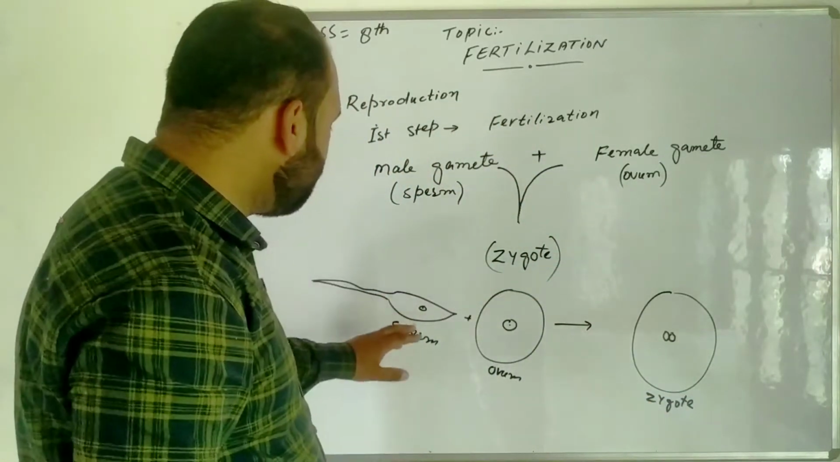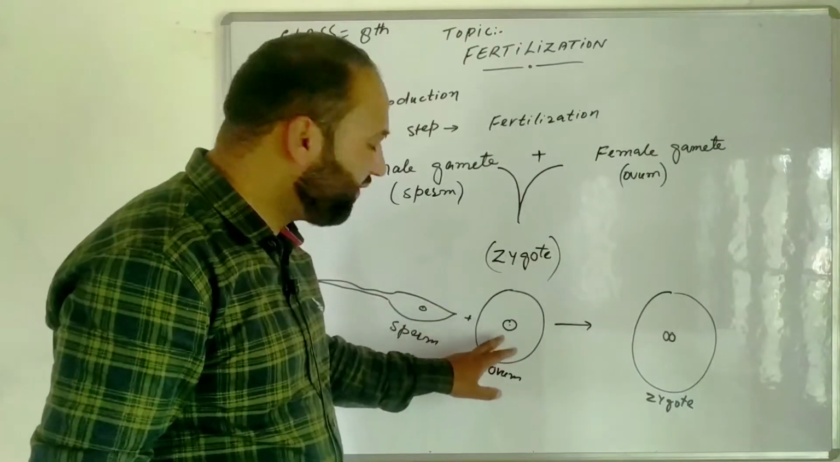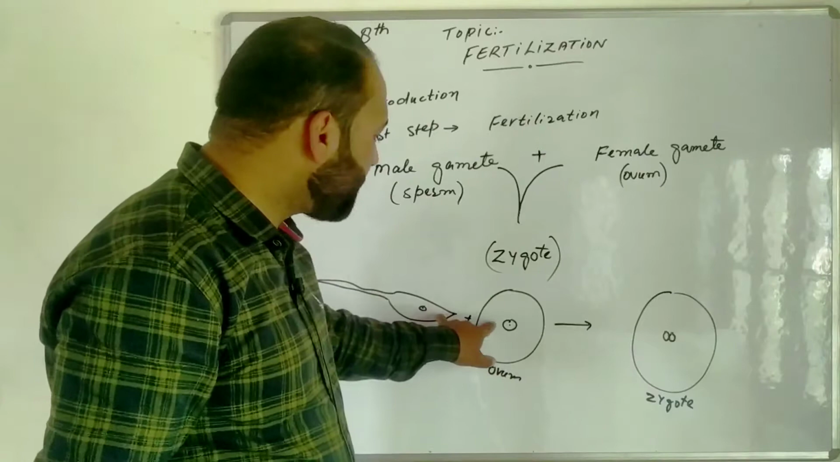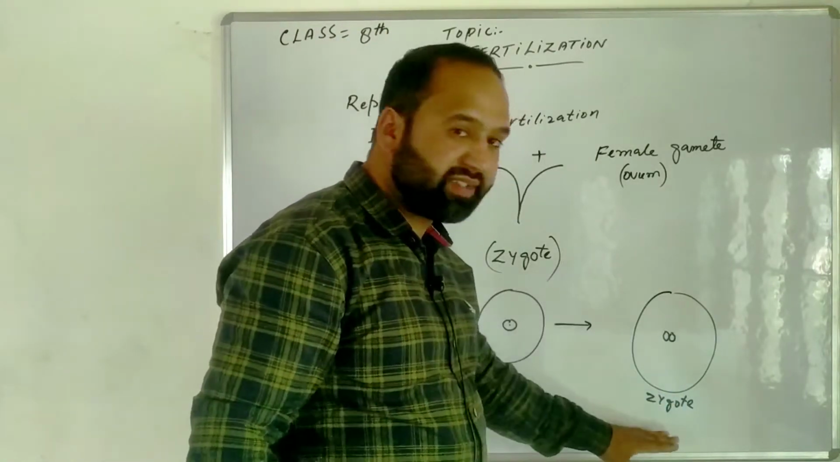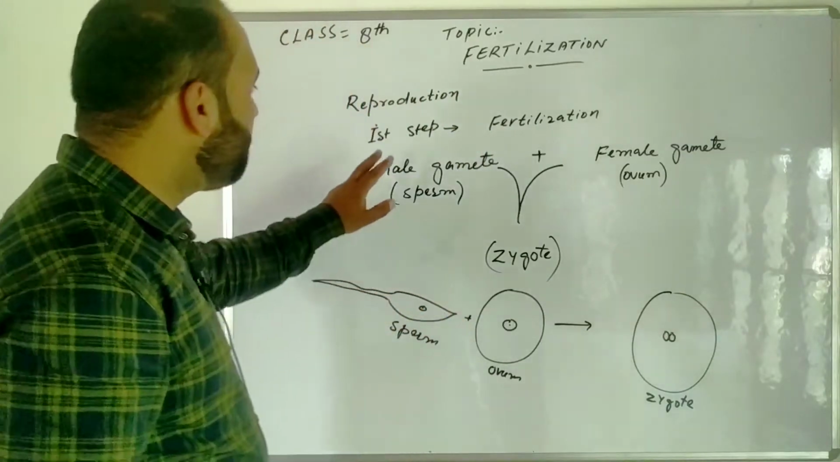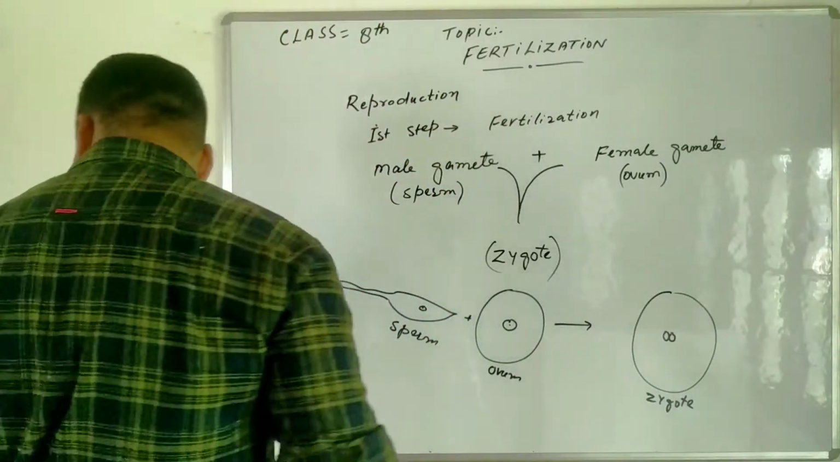During fertilization, the nucleus of the male gamete and the nucleus of the female gamete fuse together and form a single nucleus, and this whole body is called a zygote. So fertilization is the first step in the process of sexual reproduction.